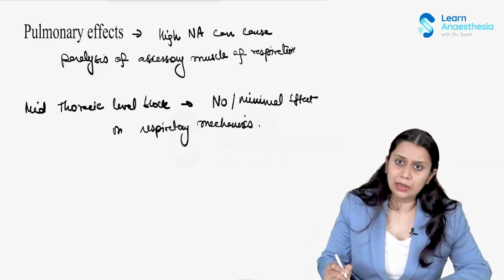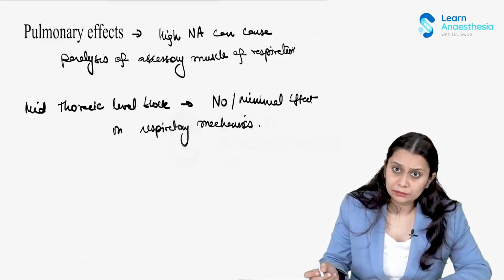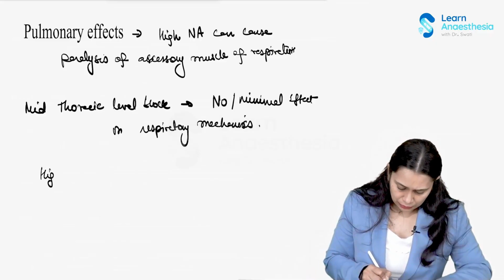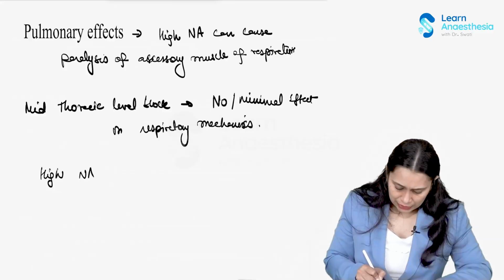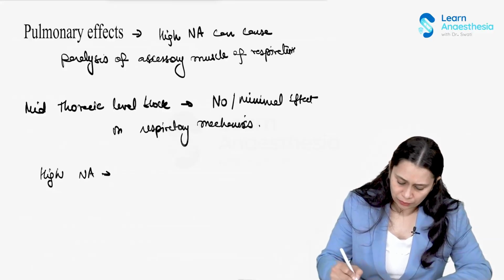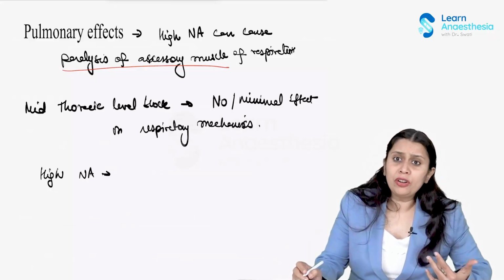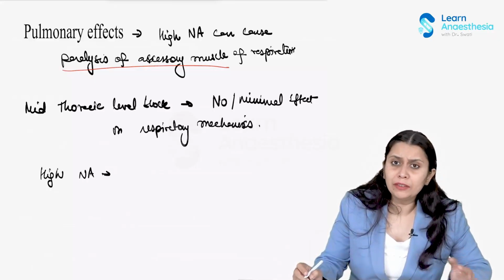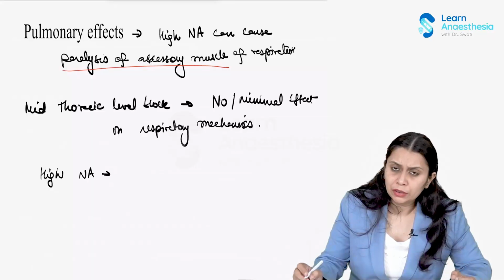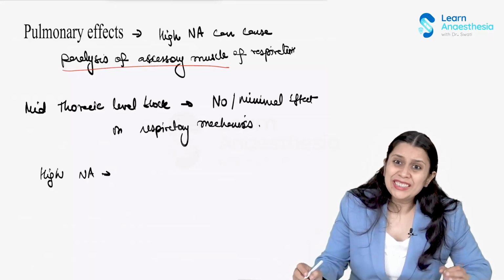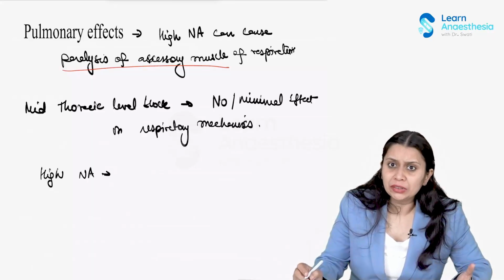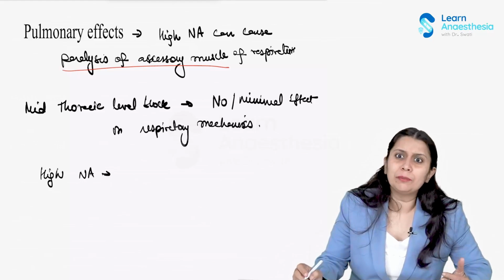If it is a high thoracic block, a high spinal, high neuraxial anesthesia, we talked about paralysis of accessory muscles. So forced expiration and coughing of the patient can to some extent be affected. So in a patient like a COPD patient or a patient with secretions, this can cause a little problem.